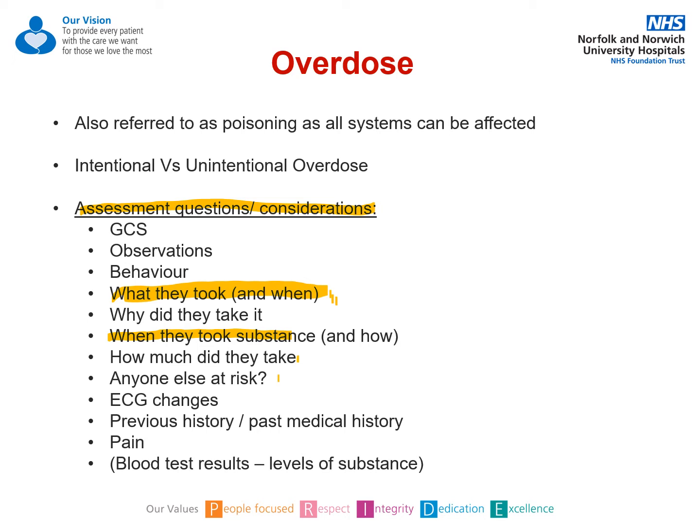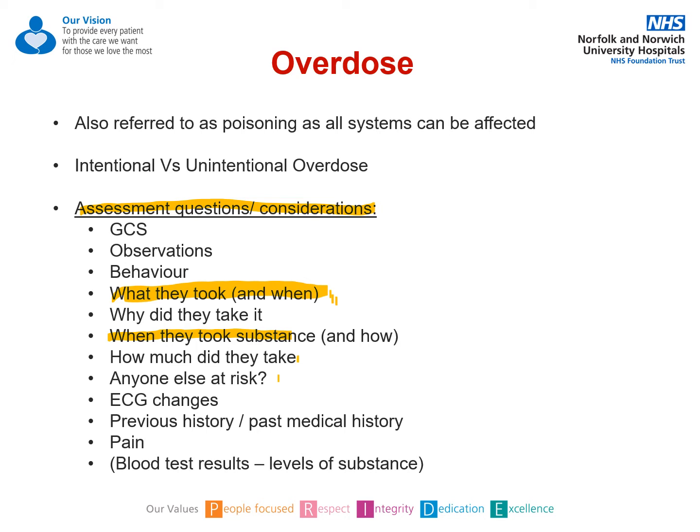Is there anyone else at risk? So this is getting into your safeguarding. Are there any children at home? Did the children witness any of this? Where are the children? Are they safe? Was there anyone else? Was this just one person taking the overdose, or was it a small group? Is it a pair? Again, every situation is different, but we just need to eliminate that there's nobody else that's at risk. And if there is, that's when we get the safeguarding team and the police involved.